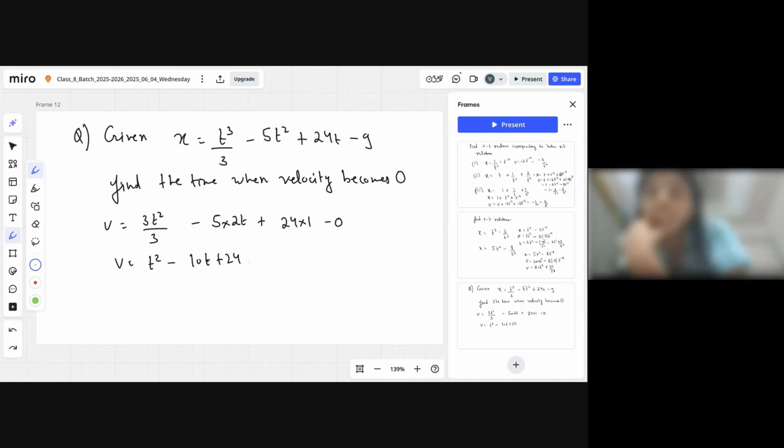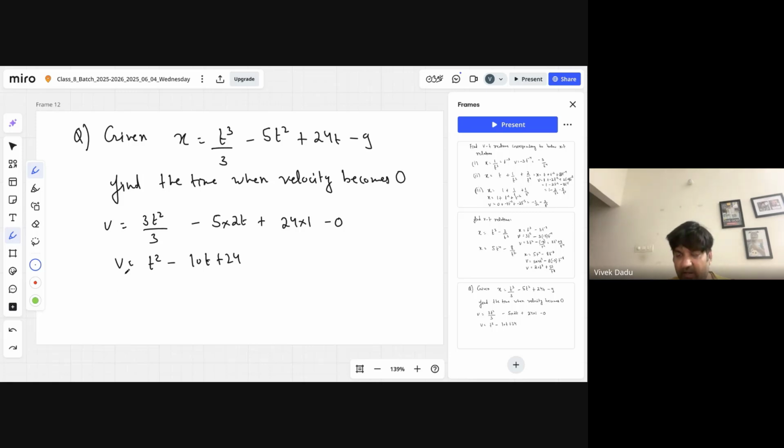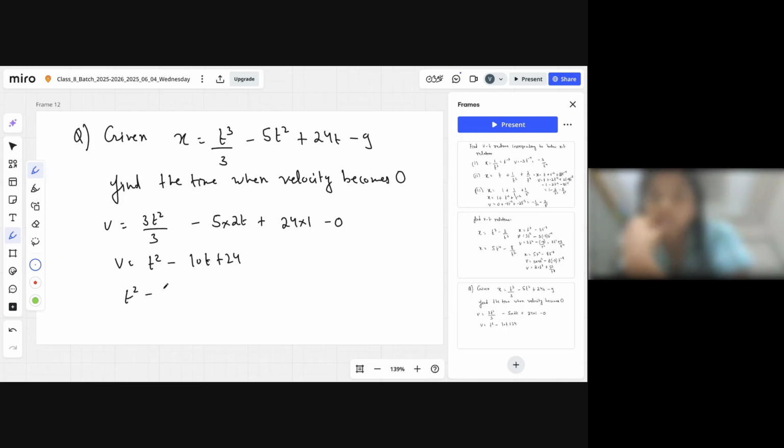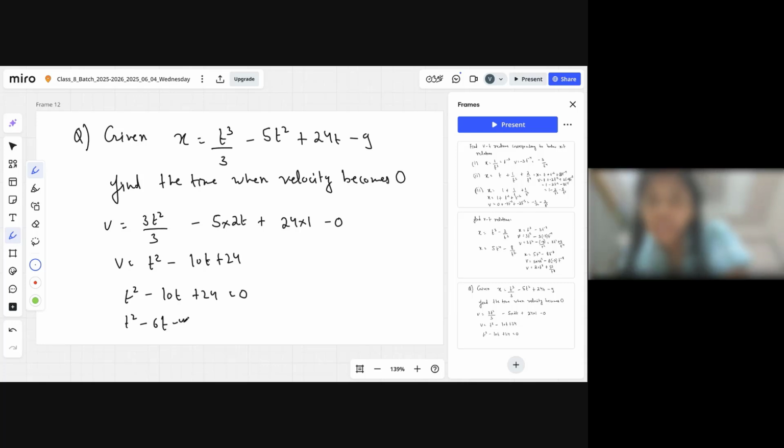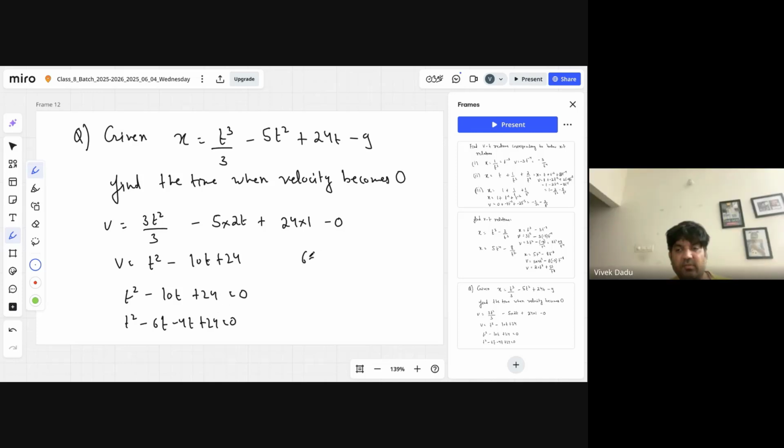T square minus 6t minus 4t plus 24. Yeah, that you are factorizing, which is correct. We will need that. But before that, velocity becomes 0. So what does this equation become? T square minus 10t plus 24 equal to 0. Now factorize, Ishani. T square minus 6t minus 4t plus 24, which will be t minus 6, t minus 4. Yeah. t minus 6, t minus 4 equal to 0.